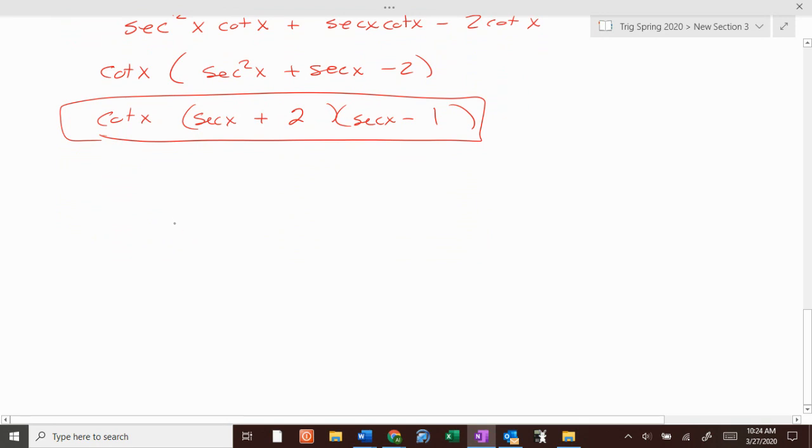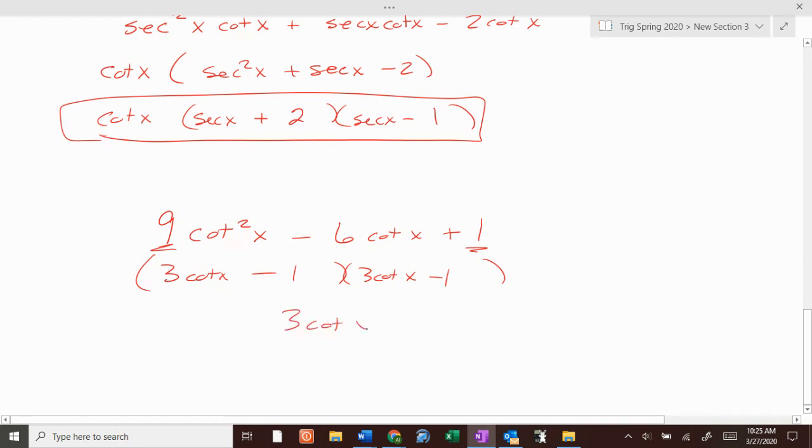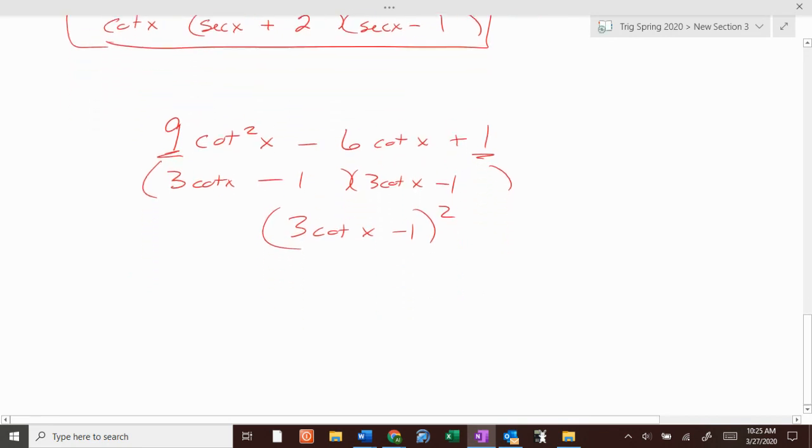All right, so next one. If we have 9 cotangent squared of x minus 6 cotangent of x plus 1. You can do the wheels method, but since this has a square root and this has a square root, 3 cotangent of x, 3 cotangent of x. Signs are the same, they're both minus, minus, minus, 1 and 1. And since they're the same, it's 3 cotangent of x minus 1 quantity squared. Okay?